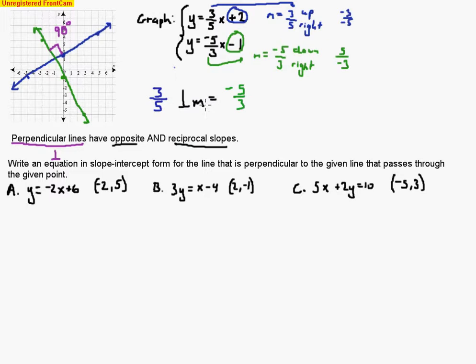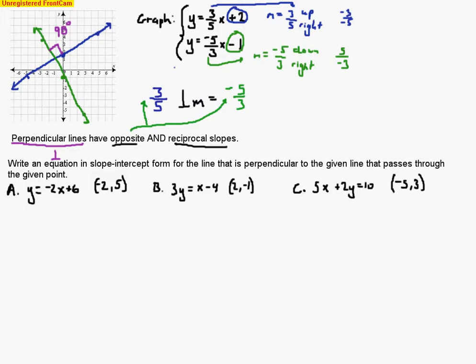And that's the key that we're going to end up looking for, is that we need to take the opposite, which was the negative in this case, because this one was positive. So here we had positive, and then over here we had negative. So you can see that we had opposites. And then reciprocal meant that we turned the fraction upside down. So here it was 3/5, here it's 5/3. And that's what we're going to end up having to do in order to figure out what slope to use.